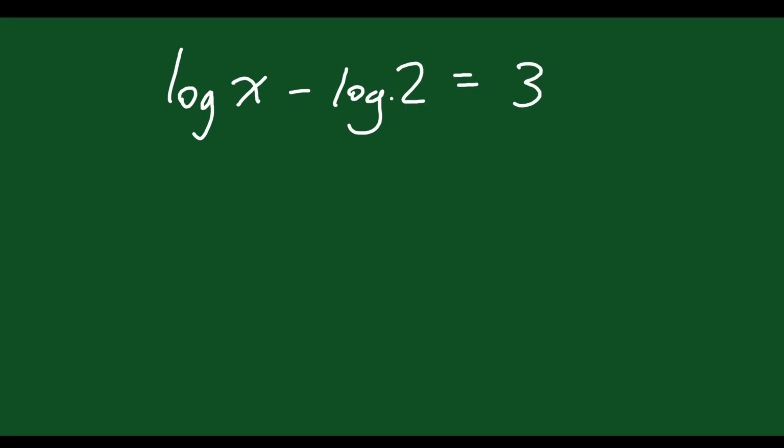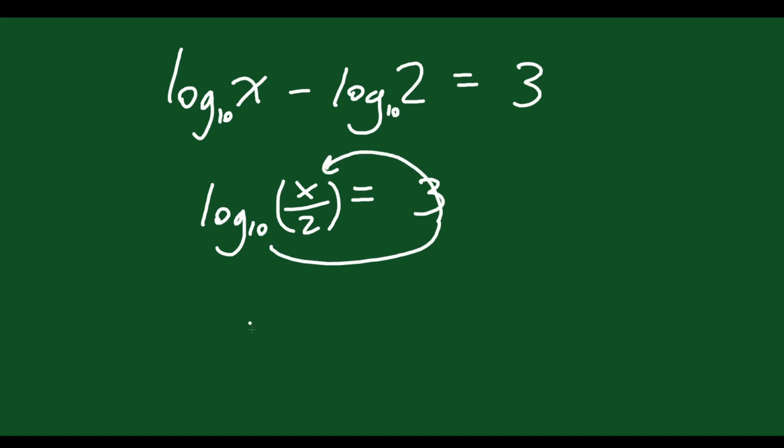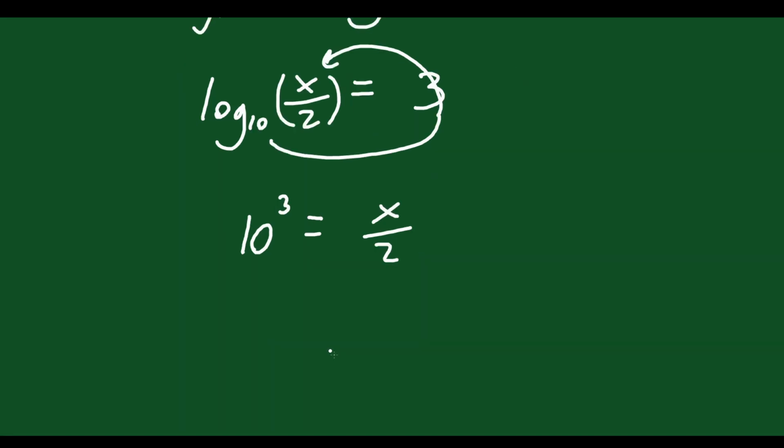Let's do one that's a quotient rule. Let's say you have log of x minus log of 2 equals 3. Now I didn't write the bases here, so again, we assume they're 10 if we don't write the bases, right? So what do we have here? Well, you can use your quotient rule, right? You can say log base 10 of x over 2 is equal to 3, and then rewrite this as an exponent, right? 10 to the 3 equals x over 2. 10 to the 3 is 1,000, right? 10 times 10 times 10, you get 1,000. Multiply both sides by 2 to get rid of it, and you get 2,000 equals x.